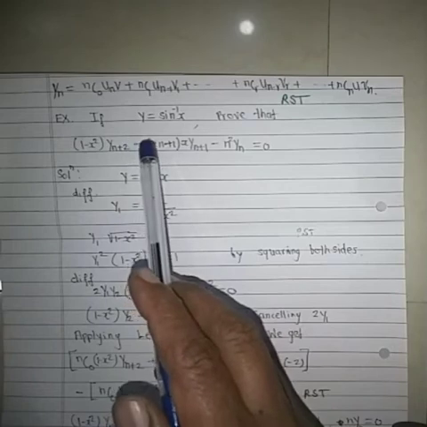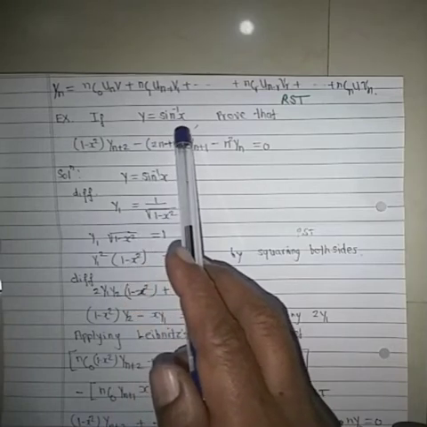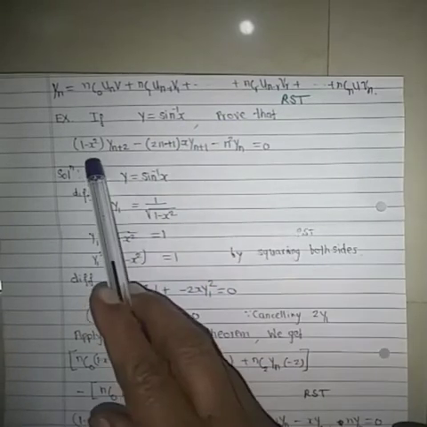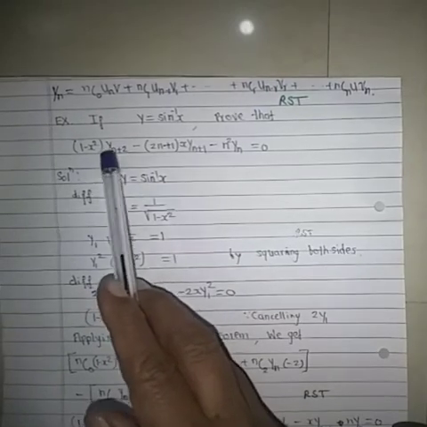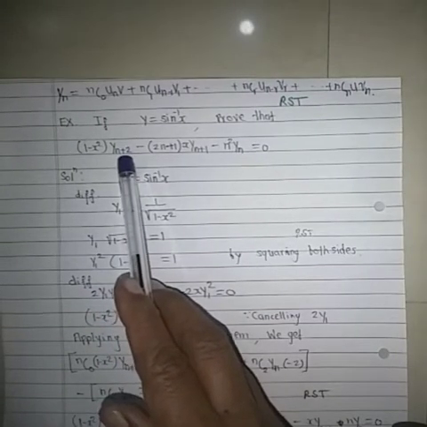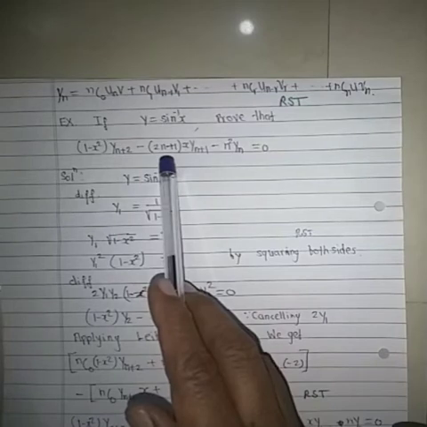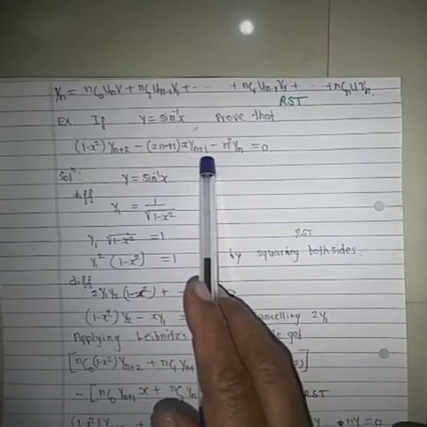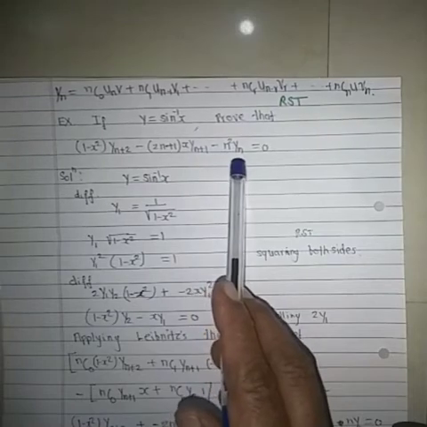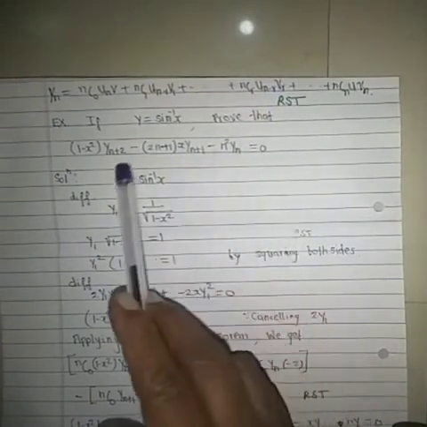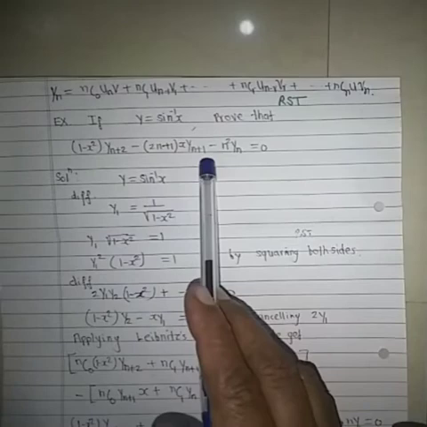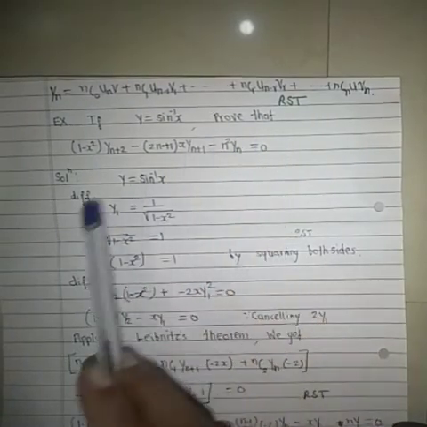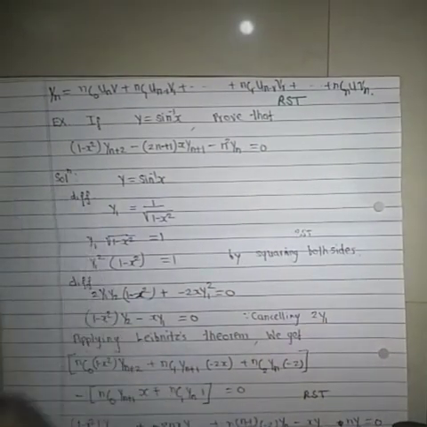Now consider one example. If y equal to sine inverse x, prove that (1 minus x squared) y_(n+2) minus (2n plus 1) x y_(n+1) minus n squared y_n equal to 0. We have to prove this result using Leibniz theorem. Consider the solution of this example.